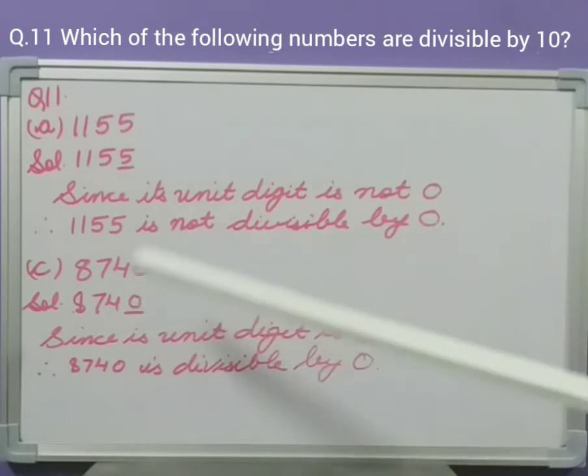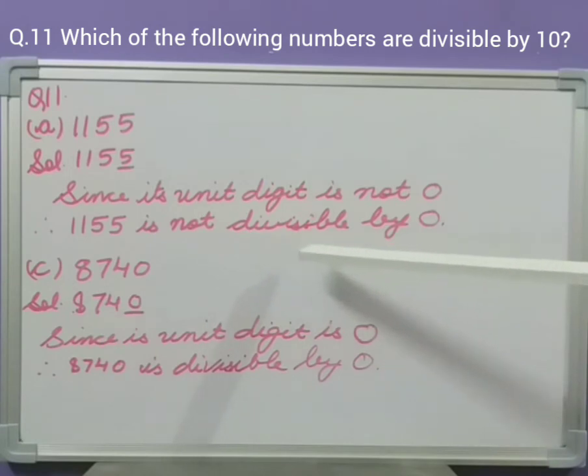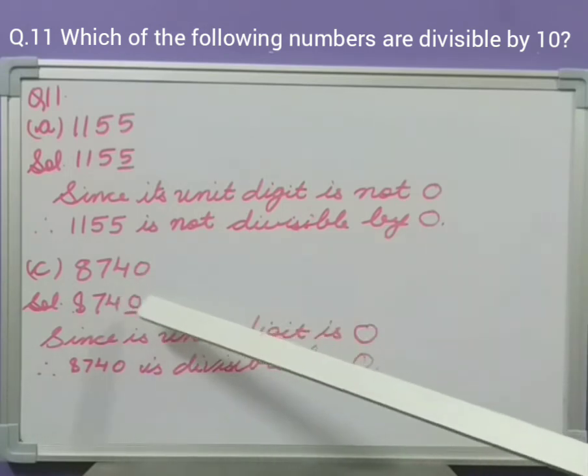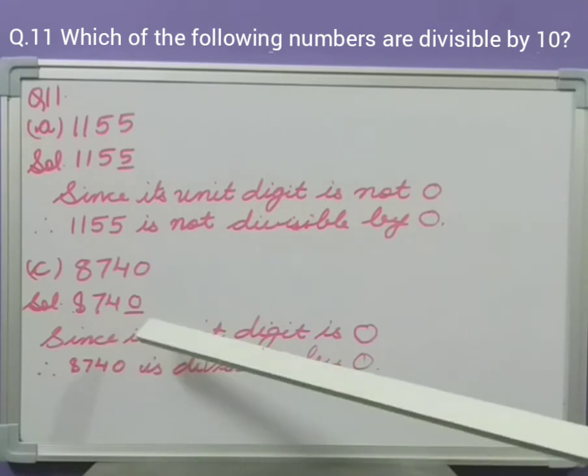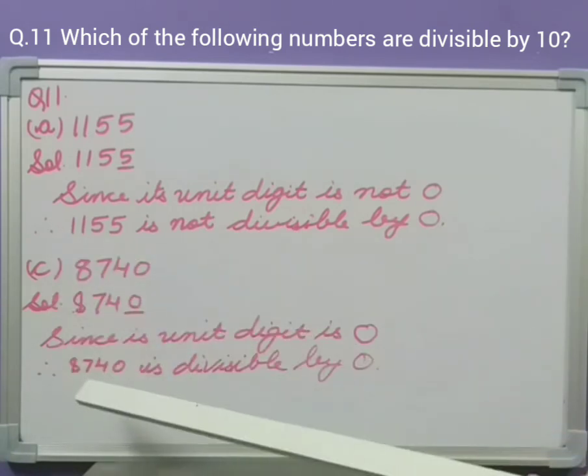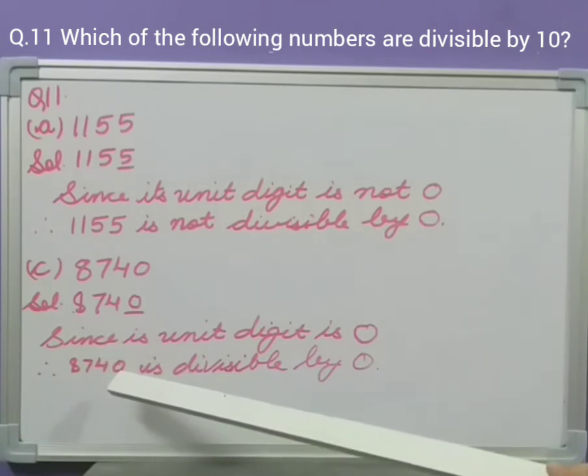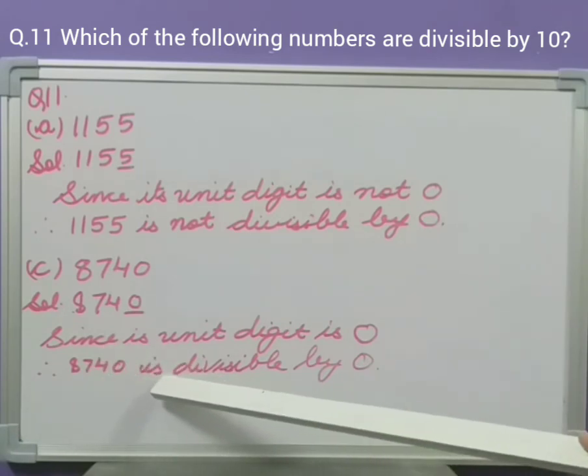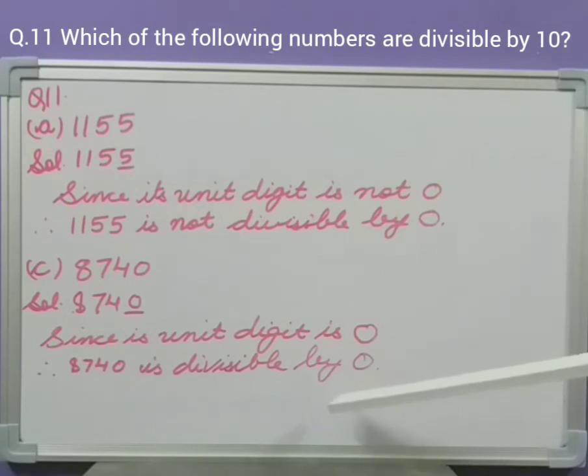C. 8740. Here the unit digit is 0. Since its unit digit is 0, therefore 8740 is divisible by 10.